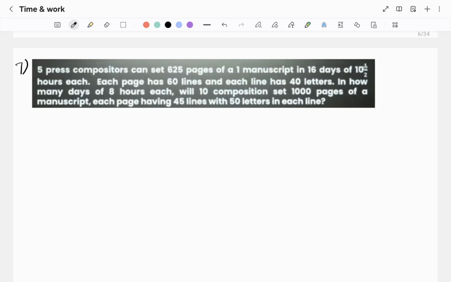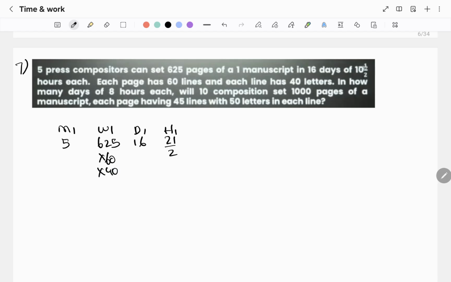So, very big question. See, 5 press compositors means 5 men, so M1 is equal to 5. Then 625 pages means W1 is equal to 625 pages of a manuscript, in 16 days. So D1 is equal to 16, of 10 1/2 hours means H1 is given 21/2. 10 and a half means 21/2. Each page has 60 lines, which comes under work, so into 60. And each line has 40 letters, again into 40.